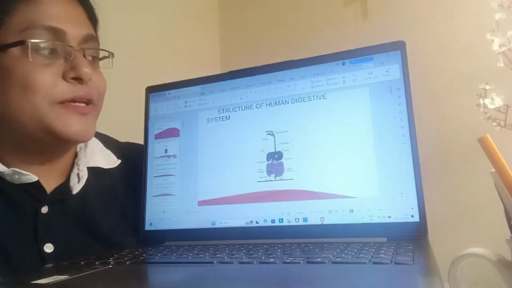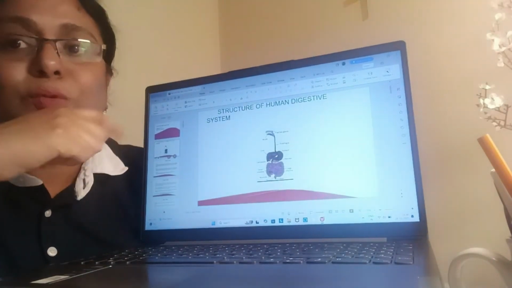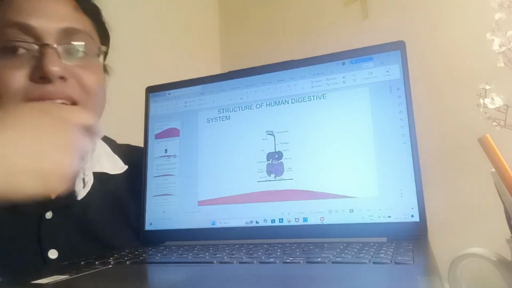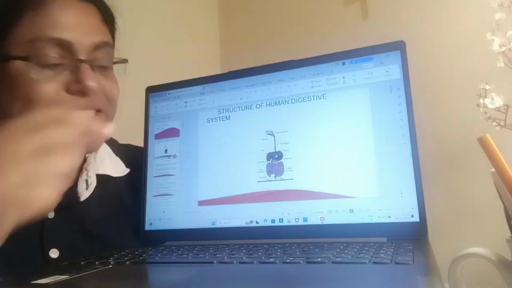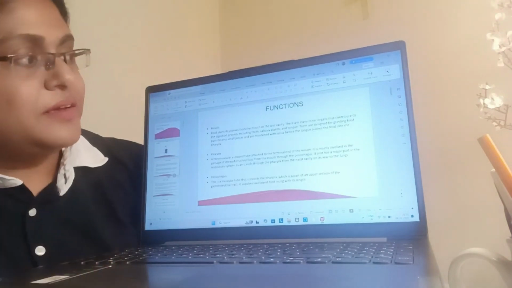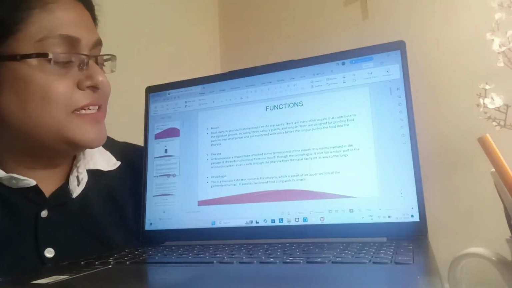Talking about the human digestive system, we first have to deal with the structure. What is the structure of the human digestive system? It really starts from the mouth and ends in the rectum. Now, the functions of the digestive tract organs, starting from the mouth.